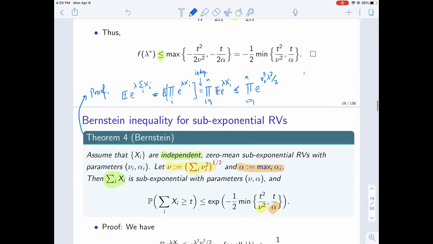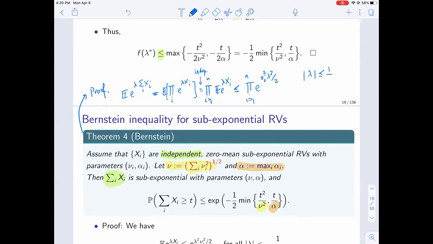you can say lambda i. So lambda i for the ith random variable has to satisfy that the absolute value is less than or equal to 1 over alpha i. So here you can say the global lambda should be 1 over the max of the alpha i. There's just one lambda. So for this inequality to hold, I need this to hold for all i.